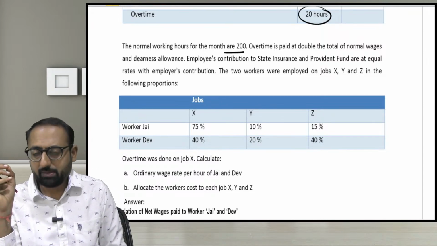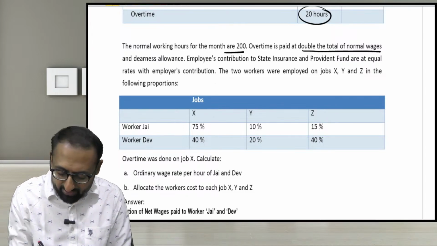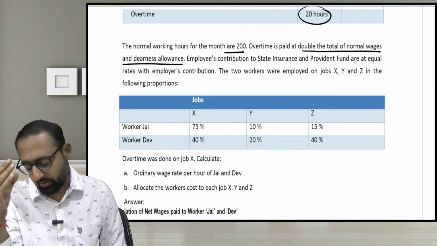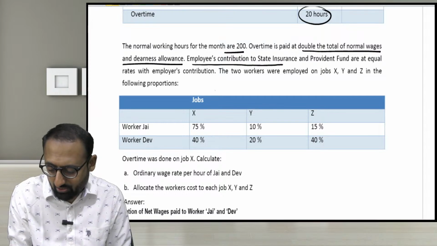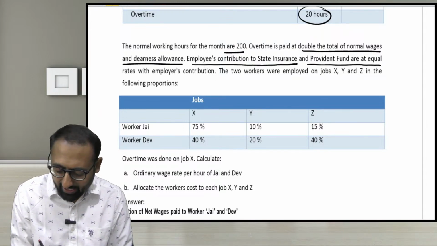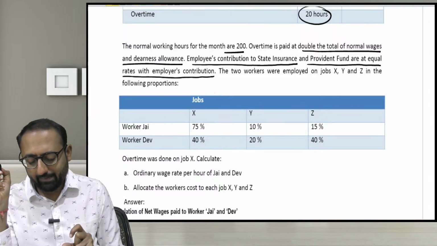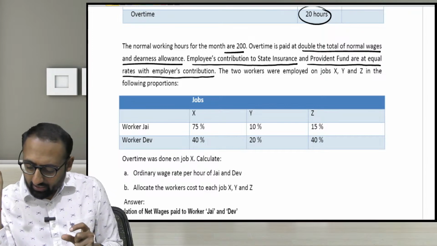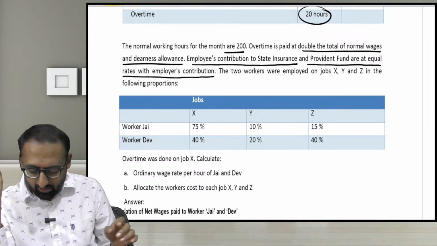Next one, overtime is paid at double the normal rate. Double the total of normal wages and dearness allowance. Okay. Employees contribution to state insurance and provident fund are at the equal rate with the employer's contribution.